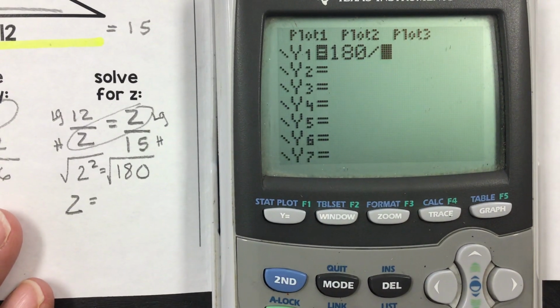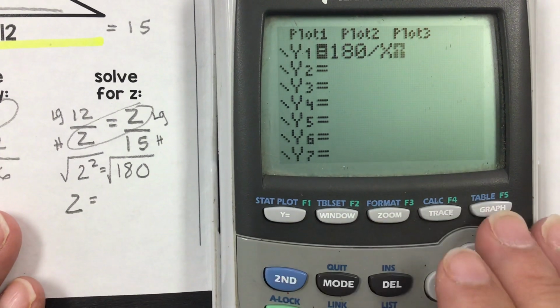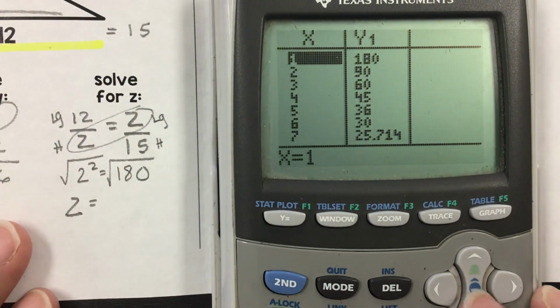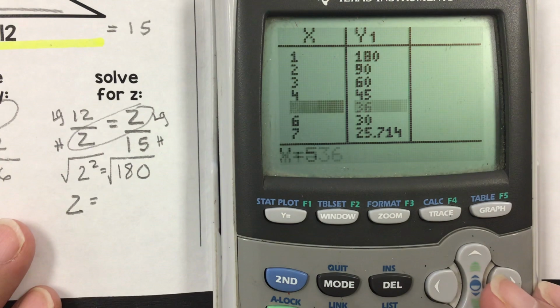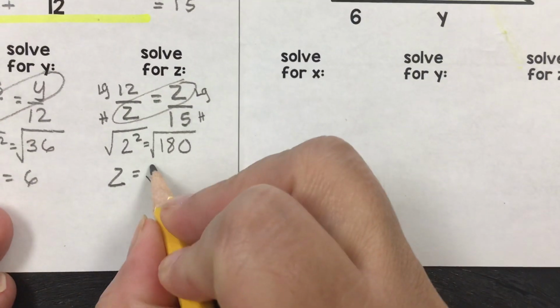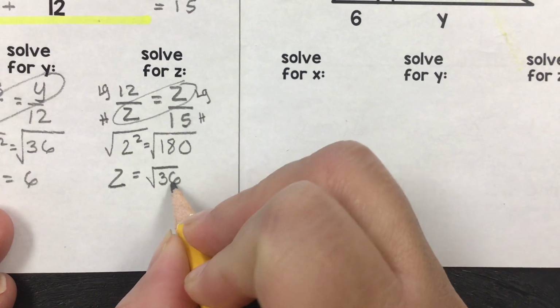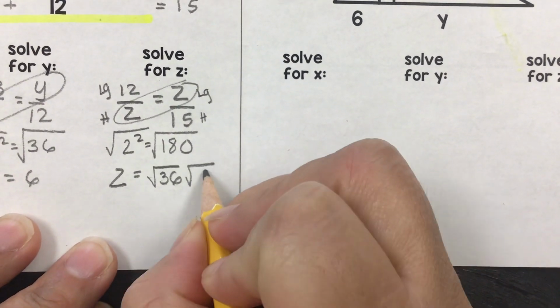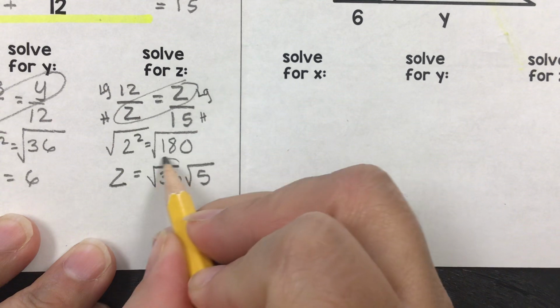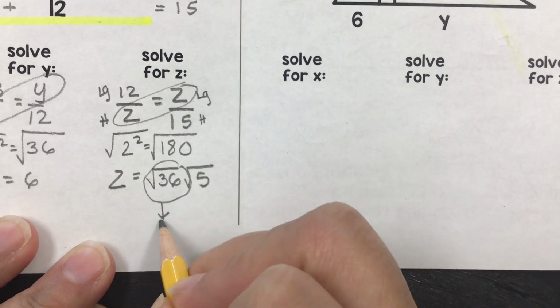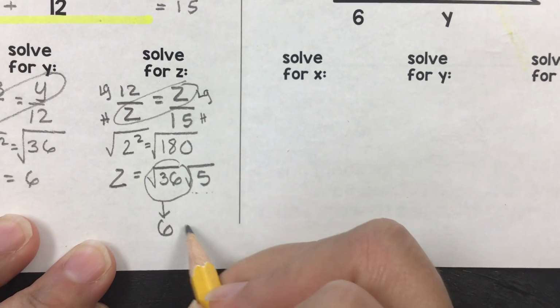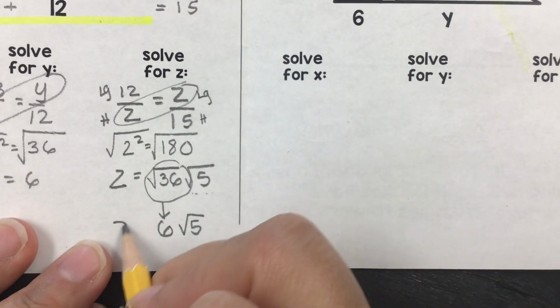180 divided by x. Second graph goes to the table. 5 and 36. I'm going to write the square root of 36 first, and then the square root of 5. The reason is because this one simplifies to 6, and then you just rewrite this one, square root of 5, and that is the answer.